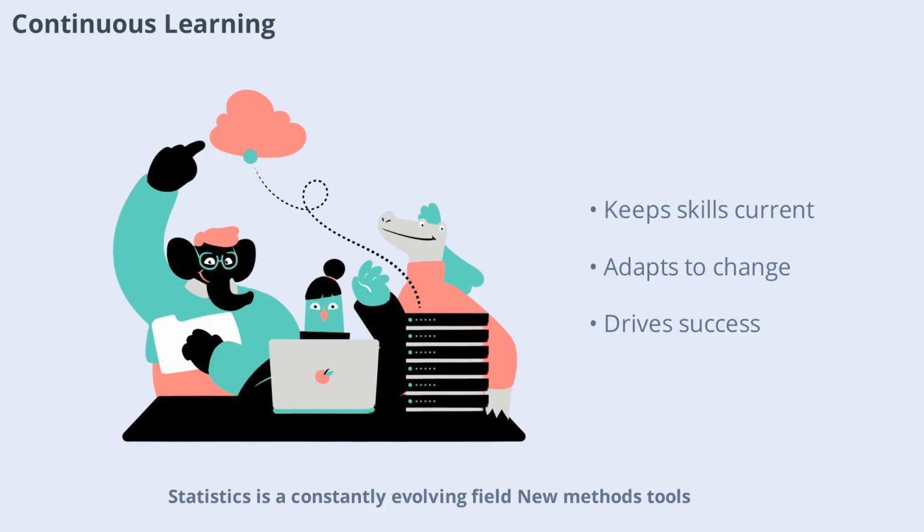Statistics is a constantly evolving field. New methods, tools, and best practices are always emerging. Data scientists must stay up to date with the latest developments to remain effective. Continuous learning is key to mastering statistics and succeeding in data science.